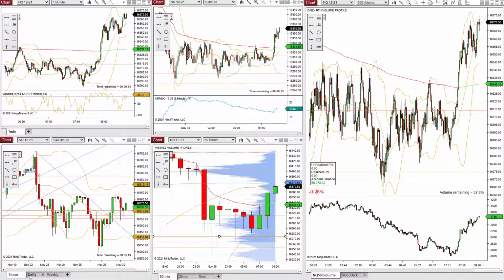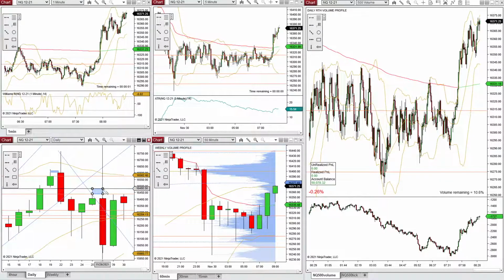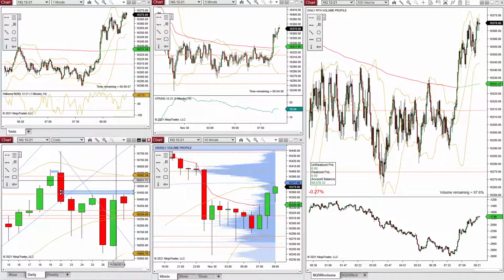So we can look at the daily. Yeah, I mean, that's kind of my plan too, is that we start moving up here on the daily. We break through this resistance level that's forming up here, and then we would come up into this area. But it's got to get up there first.